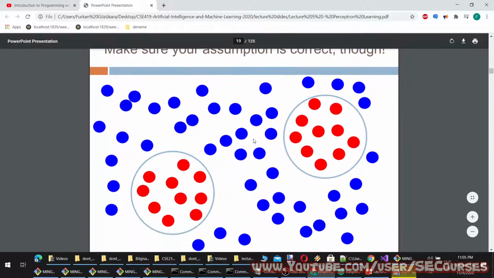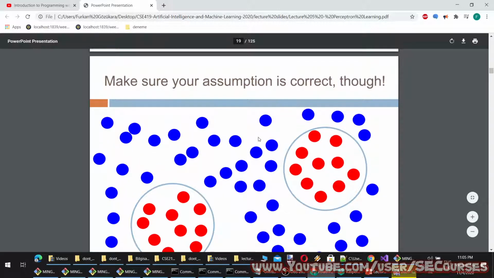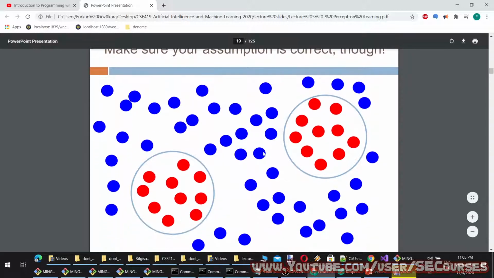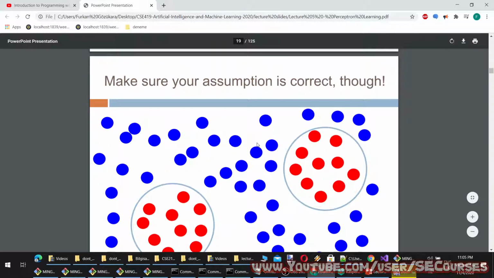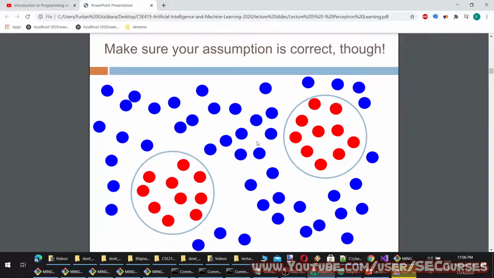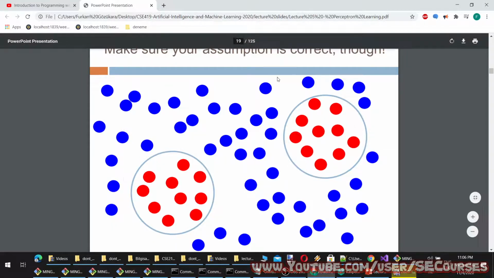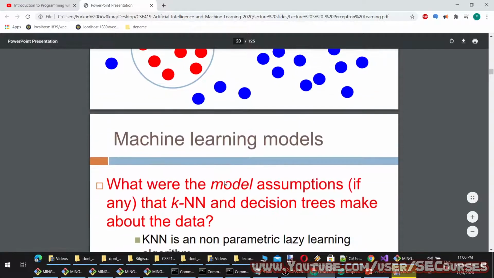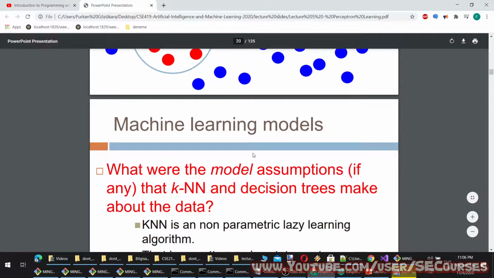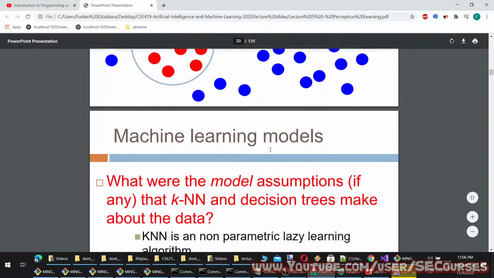However, if we assume that there will be two blue circles, but actually there are two red circles, then our algorithm would perform miserably bad. Why? Because we assumed that the blue data will have circles. However, actually the red data has circles. So it is important to have correct assumptions or knowledge about our dataset.